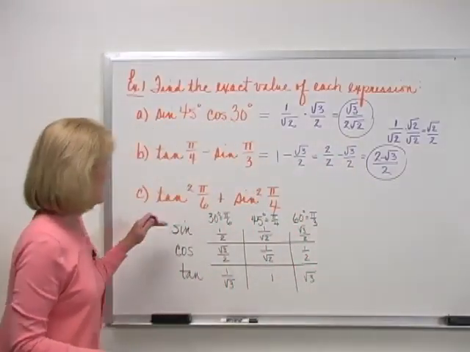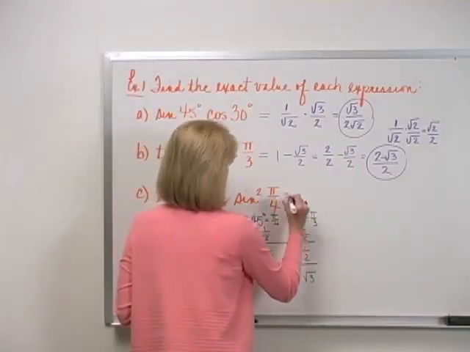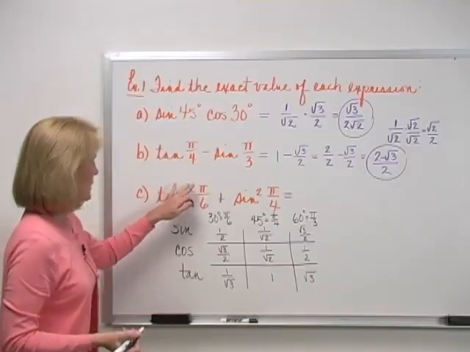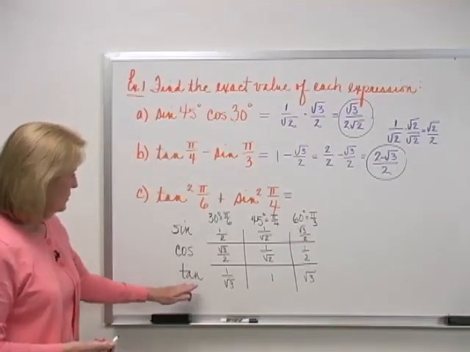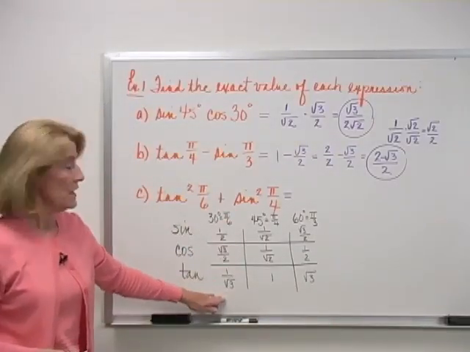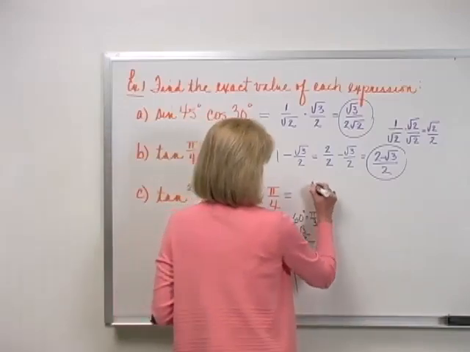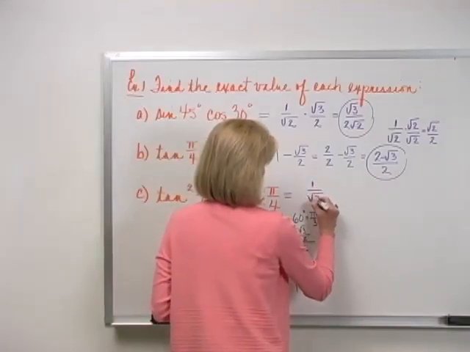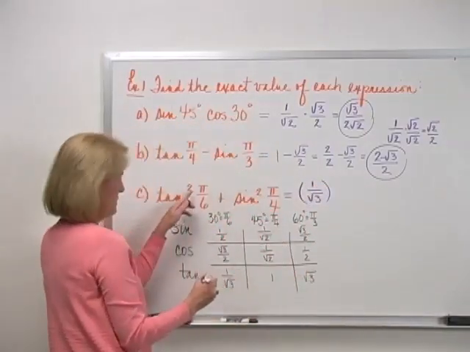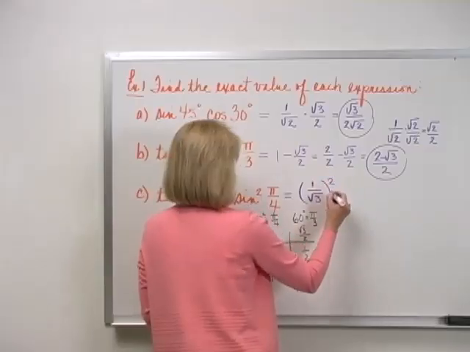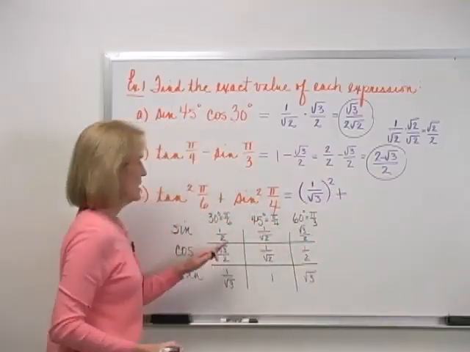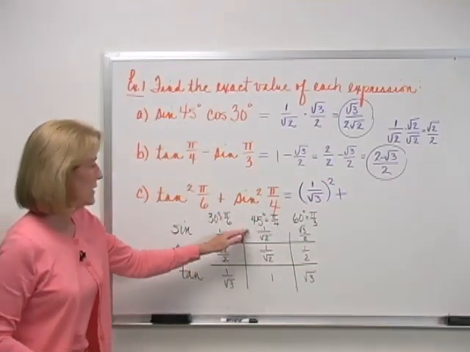Okay, let's look at the third one. The tangent squared of pi over 6. Well, the tangent of pi over 6 is 1 over the square root of 3. And what we want to do is, from here, we want to square this. Then we want to add sine squared of pi over 4.